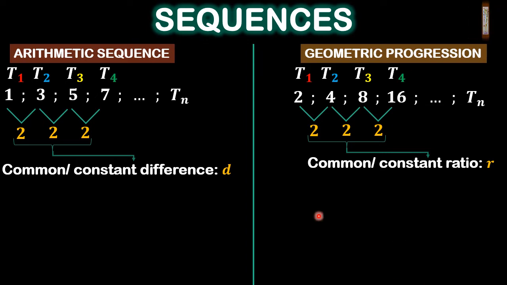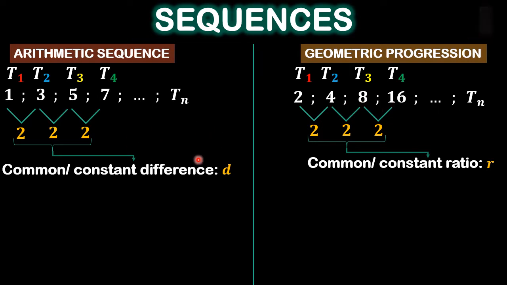Okay. Now, this is the difference between these two. The first one, which is arithmetic sequence, has a common or constant difference that is found by taking the difference between any two successive terms. But a geometric progression instead does not have the common difference, it has the common ratio, which is found by taking the ratio of two successive terms, or two consecutive terms. Okay, I believe this is simple.